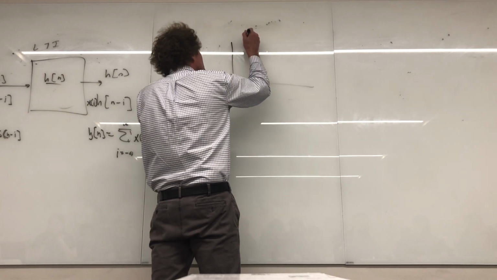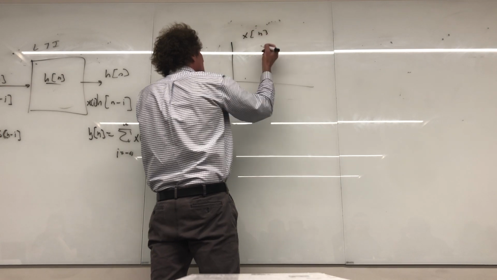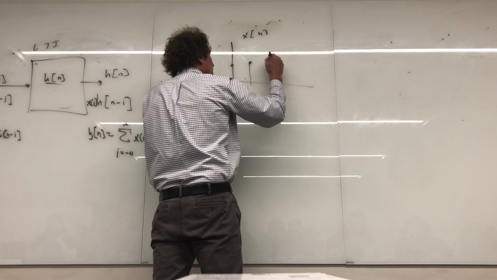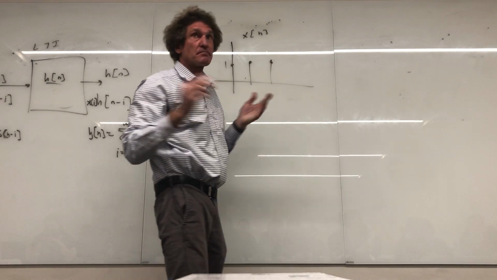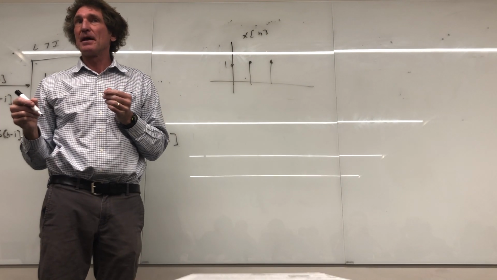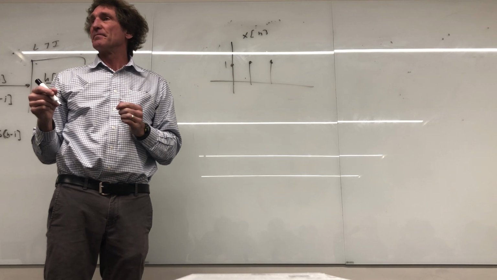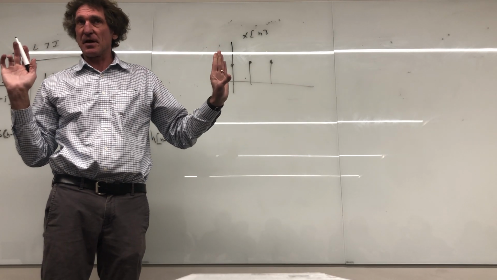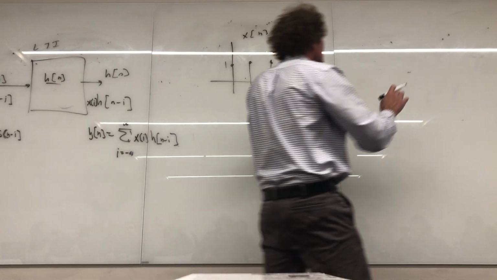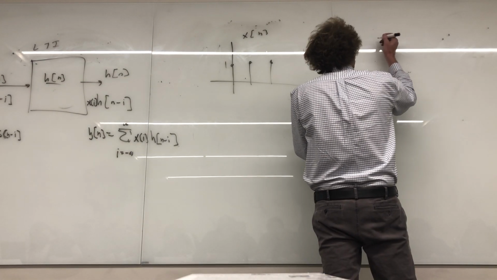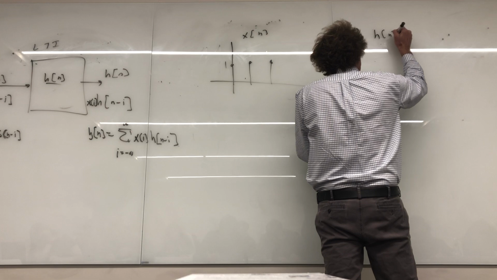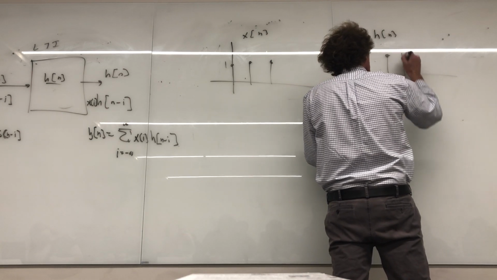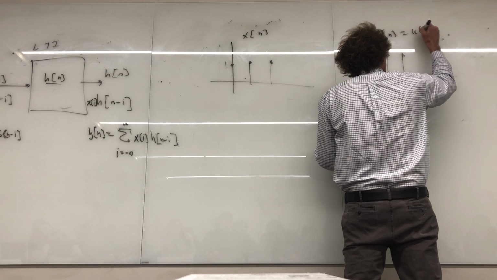I'm going to call this function x of n, and I'm going to have it just like this. It's going to have three values, all 1. Okay? Boy, that looks like a pulse to me. As a matter of fact, it is a pulse, but just look at the values for now. My second function over here, which I'll call h of n, is just going to be equal to u of n.